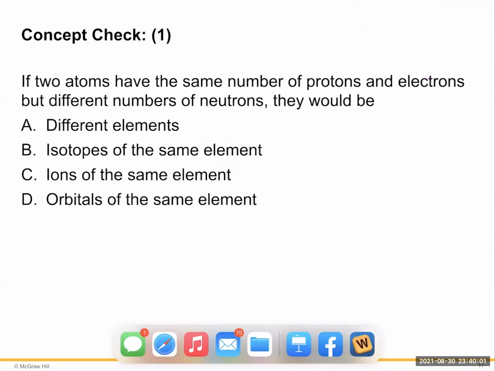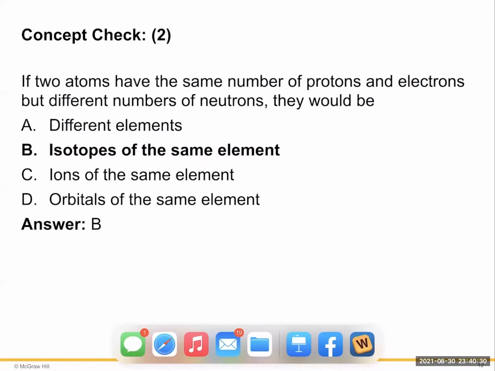So, first check. If two atoms have the same number of protons and electrons, but a different number of neutrons, they would be what? Different elements, isotopes of the same element, ions of the same element, or orbitals of the same element? Isotopes, perfect. They'd be B, isotopes of the same element. If they had a different number of electrons, they would be ions, because electrons control your charge. But this would be B, isotopes of the same element. Same number of protons, different number of neutrons.